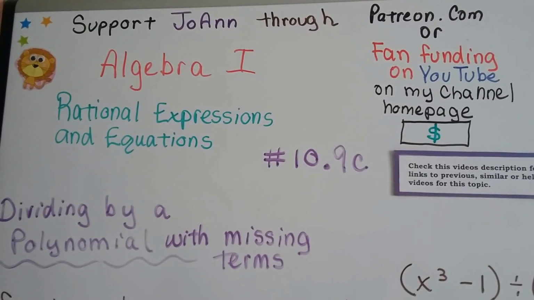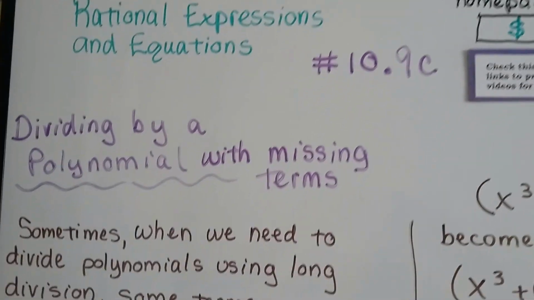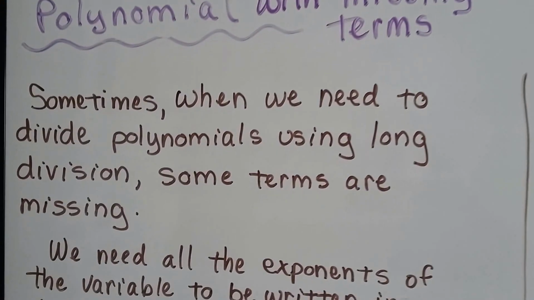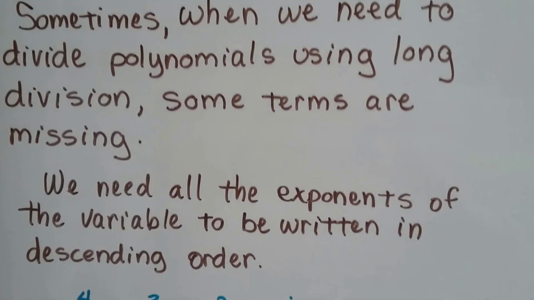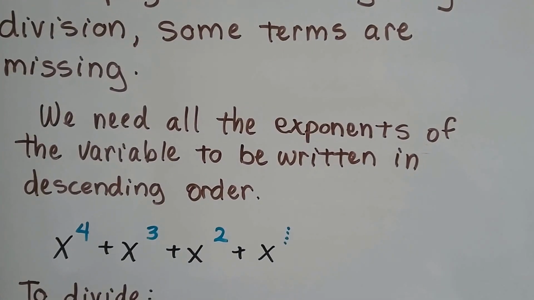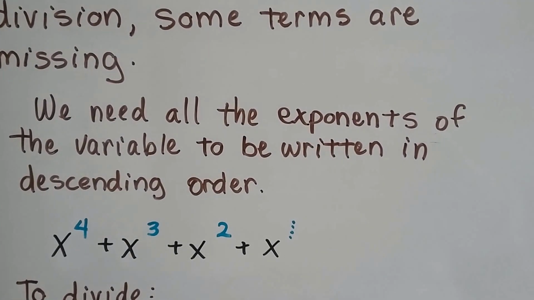Algebra I 10.9c, dividing by a polynomial with missing terms. Sometimes we need to divide polynomials using long division and some terms are missing. We need all the exponents of the variable to be written in descending order from greatest to least.